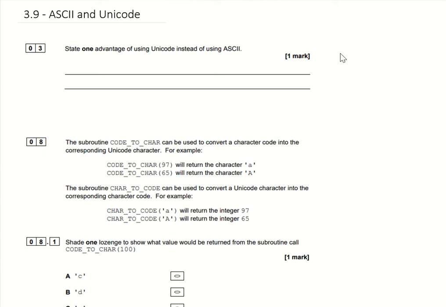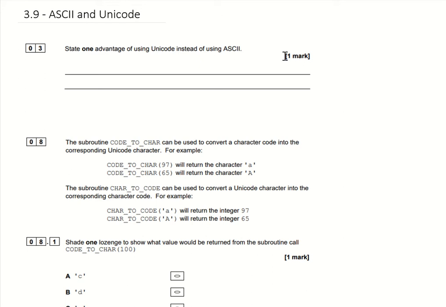In this video, we're going to look at ASCII and Unicode and understand what they do, what the purpose of ASCII and Unicode is, and then have a look at some exam questions as well, both on paper 1 and paper 2, to give you an idea of how ASCII can be applied to the GCSE exam. So the first thing is understanding what is the difference, what is ASCII and what is Unicode.